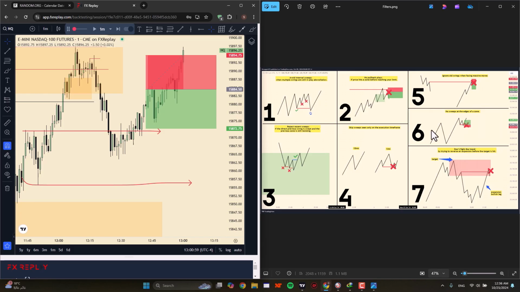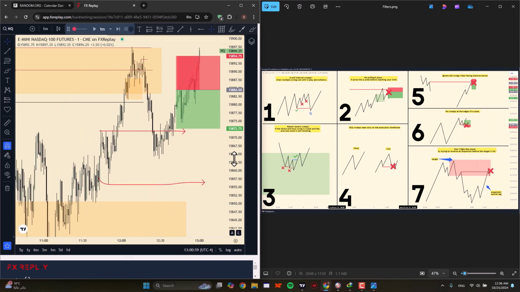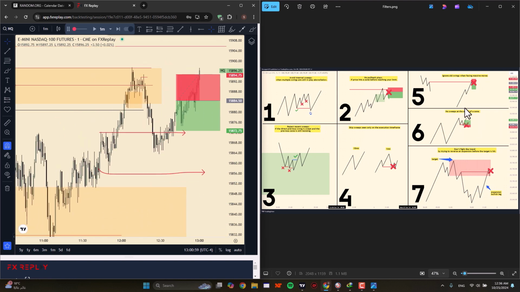Okay, so which filter applies to this trade? Can you guess? Look to the left or to the right and see which one can be applied here. We already saw the second filter here. That's one. We already saw the third filter, which worked.